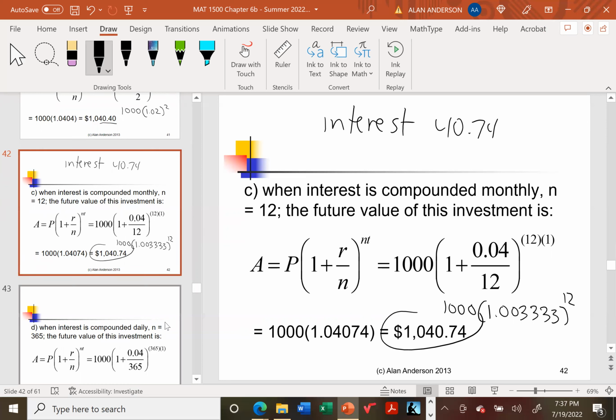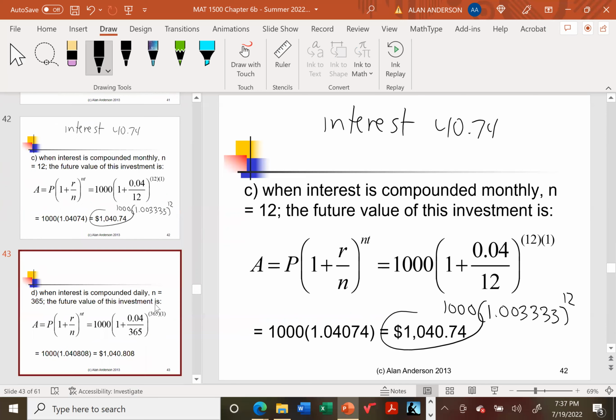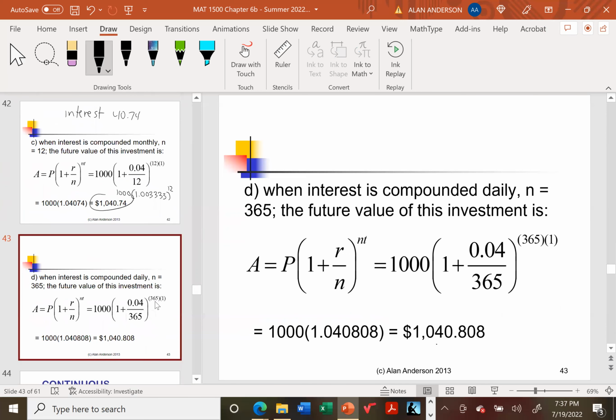And so you can probably guess that with the daily case, we're going to have even more interest, but the extra amount will be not a great amount. It'll only go up by a very small amount compared to monthly. So let's find out how much it went up. Oh, here it is. Wow. You may be disappointed when you see this.